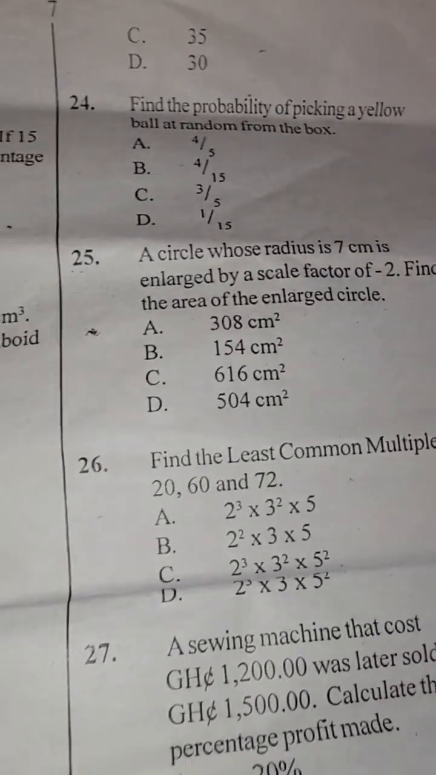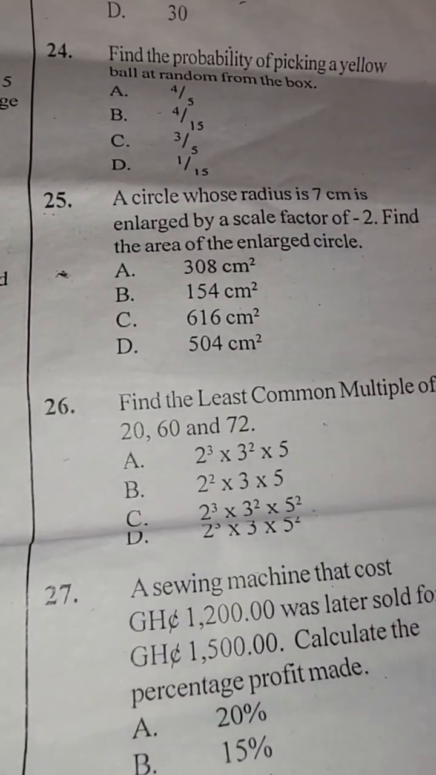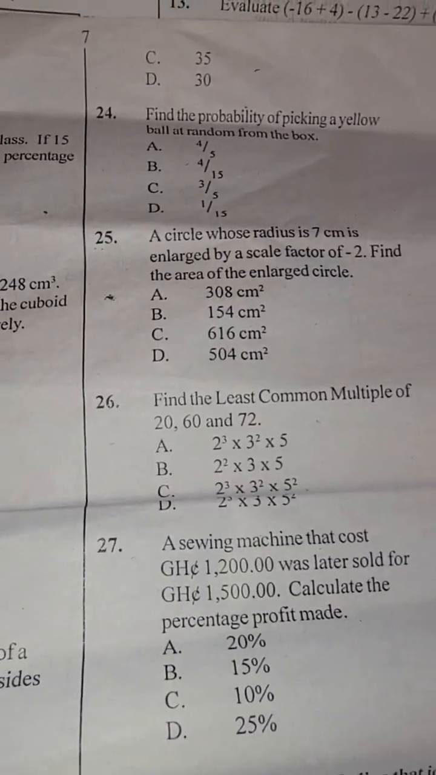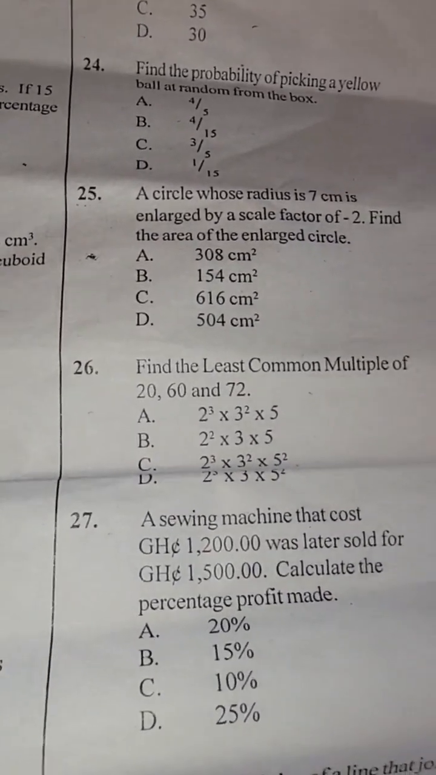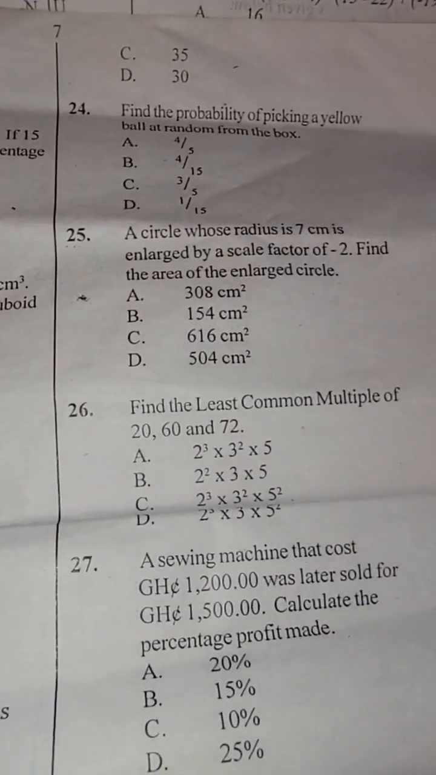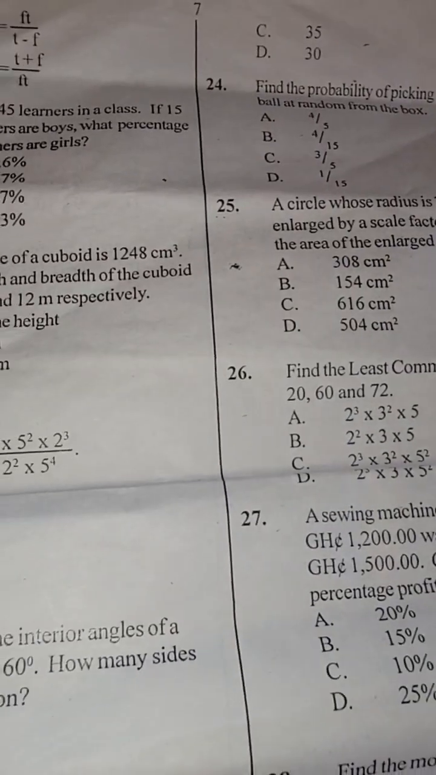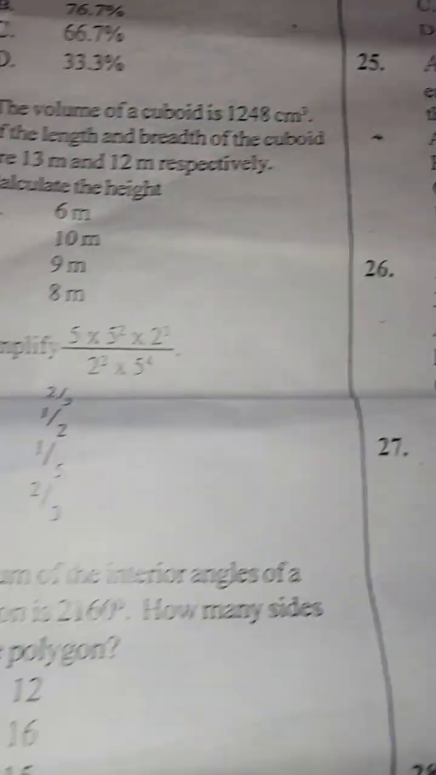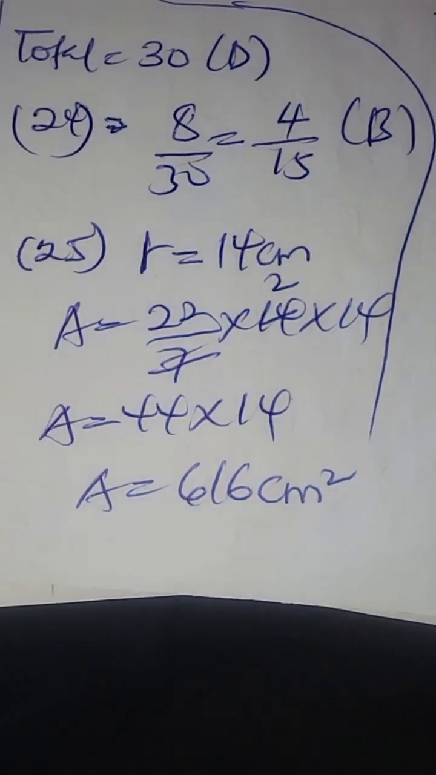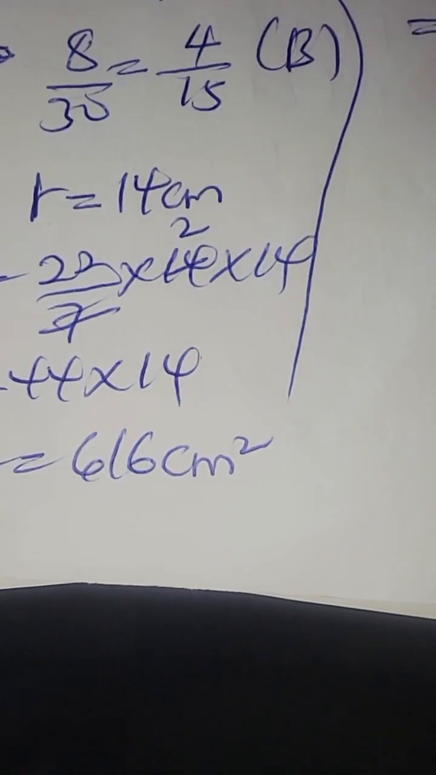25. A circle whose radius is 7 is enlarged by the scale factor of 2. So it means that the radius will now be doubled, times 2, and that's 14. So the area is pi r squared. So 22 over 7 times 14 times 14, 616 is the answer.